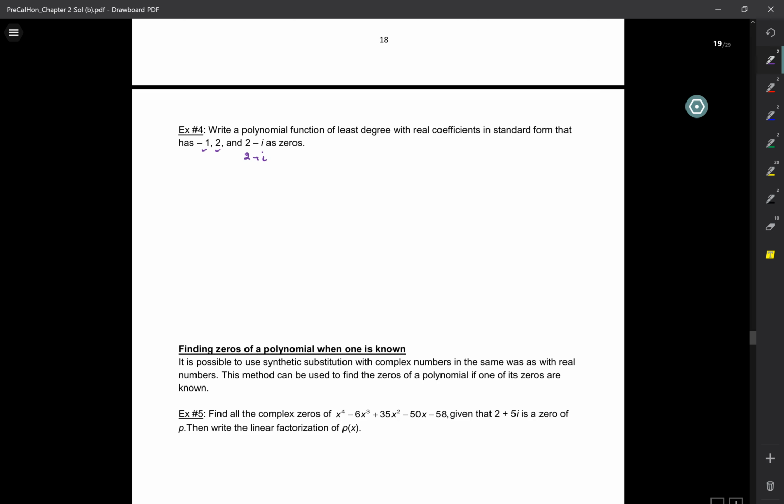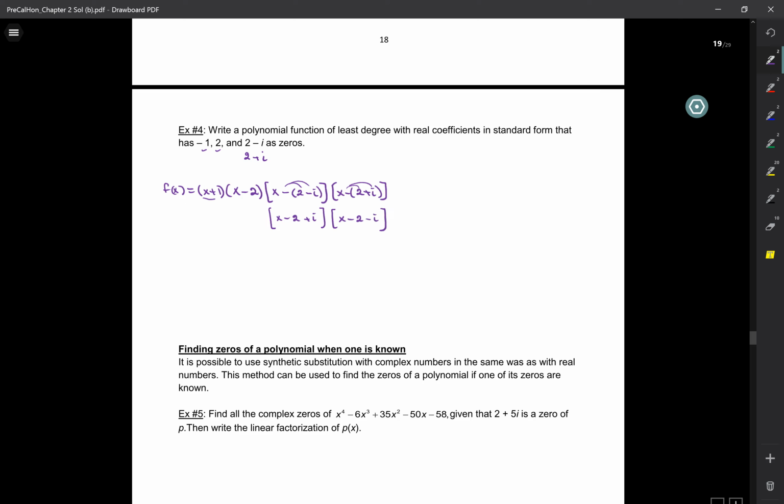All right. So f of x is, remember each zero gives us its own factor. So the first factor is x plus 1, x minus 2, and now x minus 2 minus i, x minus 2 plus i. If I distribute the negative, then what do I get here? x minus 2 plus i, x minus 2 minus i.